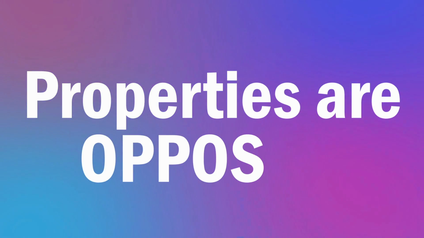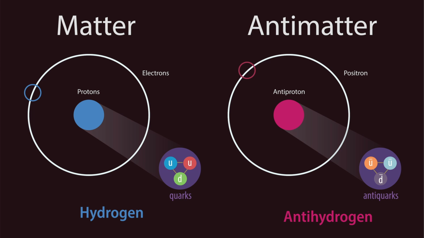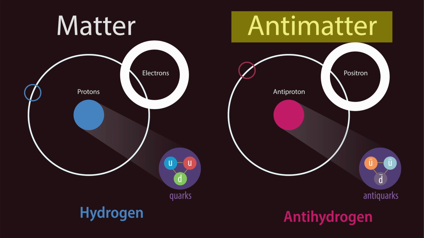Antimatter is composed of particles that have properties opposite to that of normal matter. For example, antiparticles have opposite electric charge and other quantum properties. So there you have it.